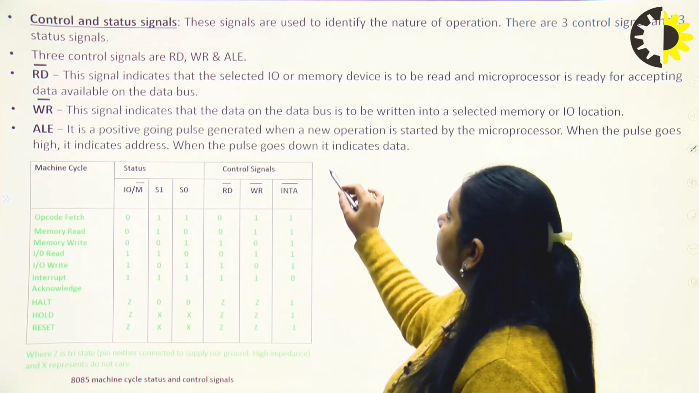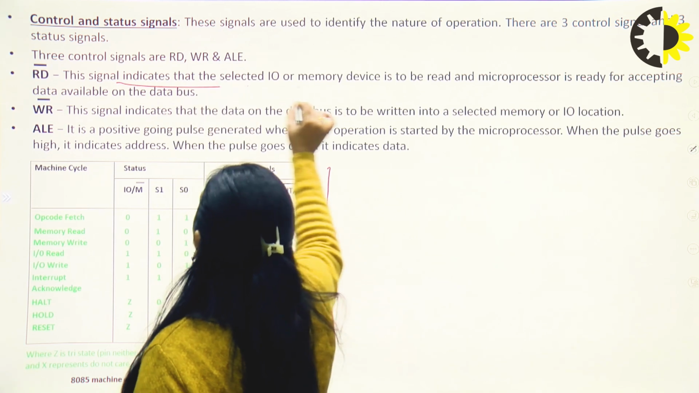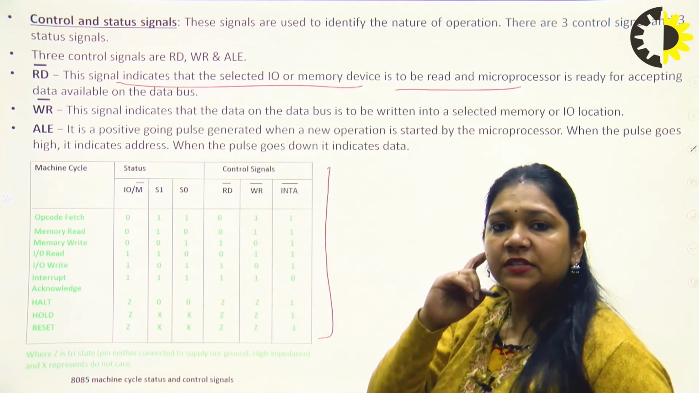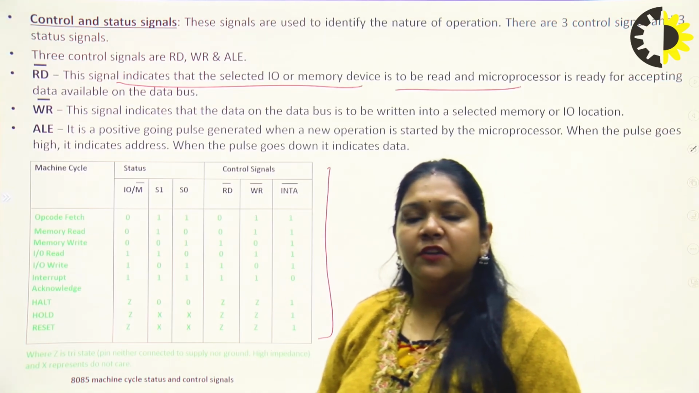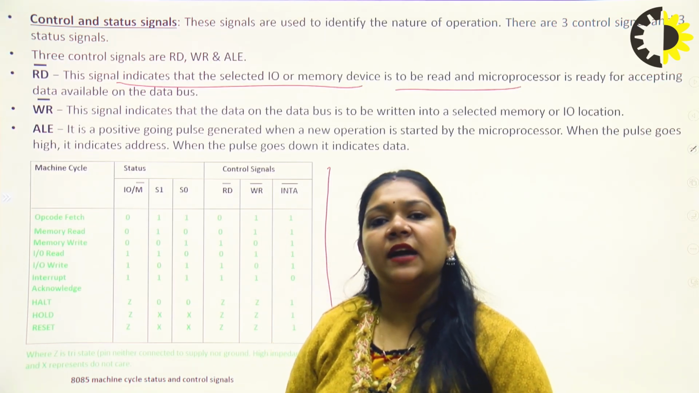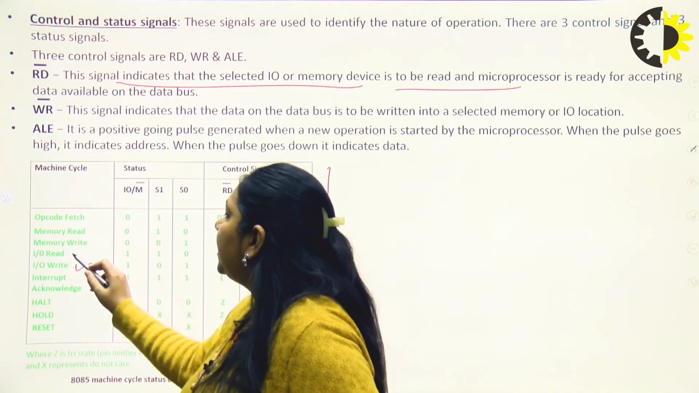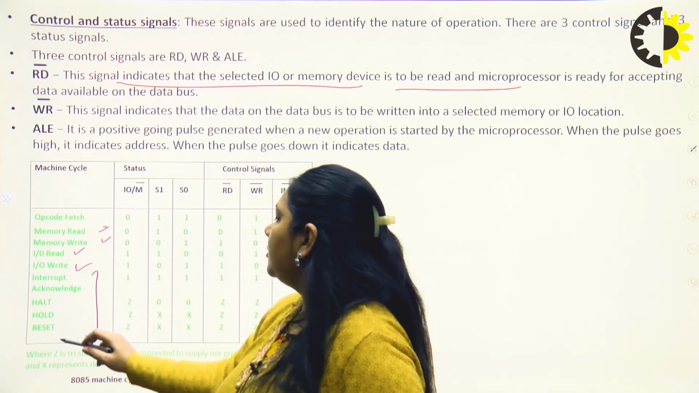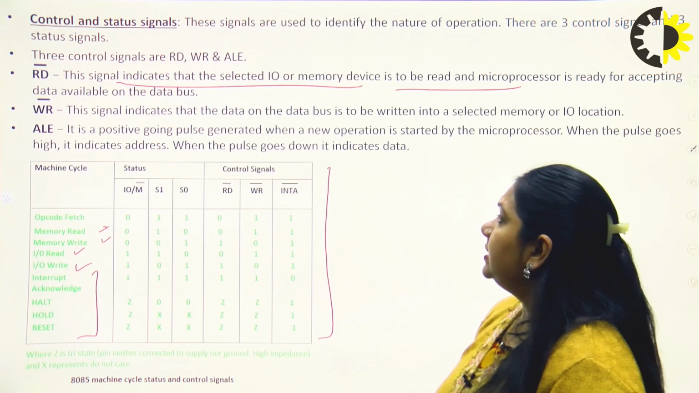This is the control signals bifurcation. We can see it from here. There are 3 control signals. Read bar is used to select that the microprocessor wants to read from the memory. It is memory read, or from the input output. If it wants to read from the input output port, then it will be known as IO read. Similarly with write, it will be input output write. For memory, it will be memory read, memory write. These all pins are extra here. Interrupt acknowledgement, halt, hold, reset.